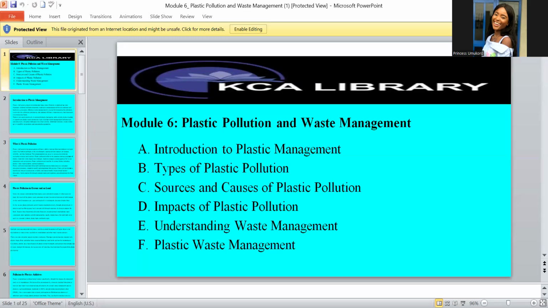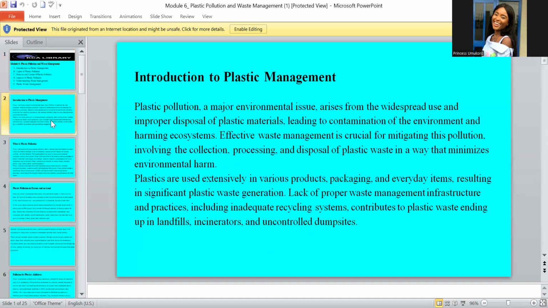This is module 6, and we're looking at plastic pollution and waste management. Under that, we're going to be looking at types of plastic pollution. We're looking at the sources and causes of plastic pollution. We'll be looking at the impact of plastic pollution, understanding waste management, and plastic waste management. So without any further ado, let's get into it.